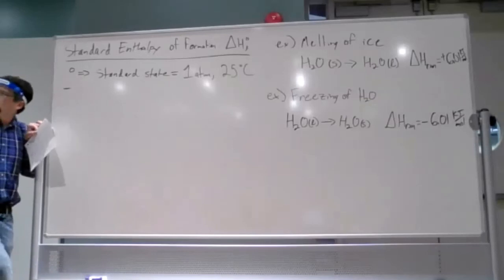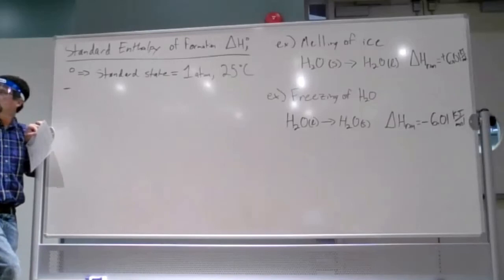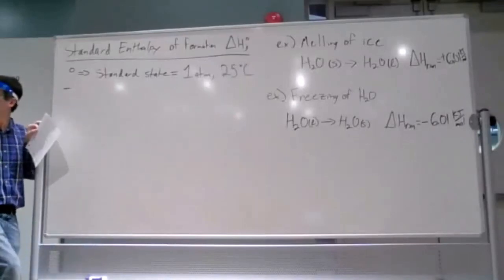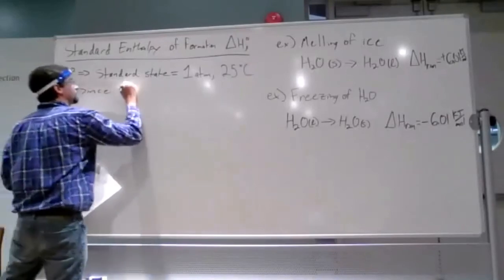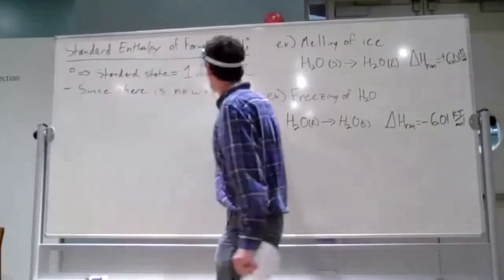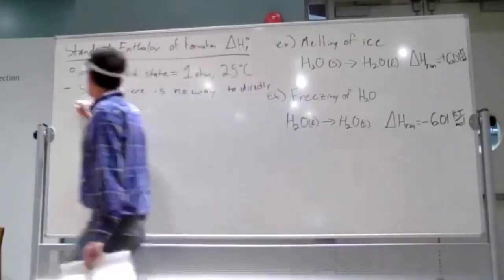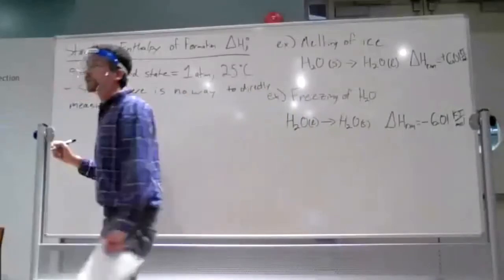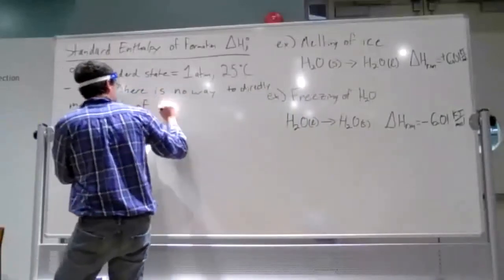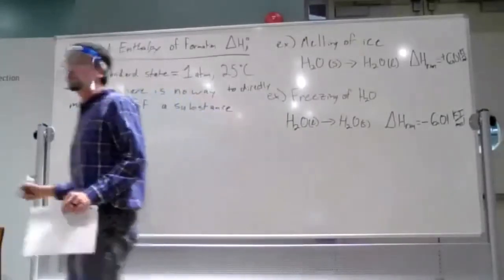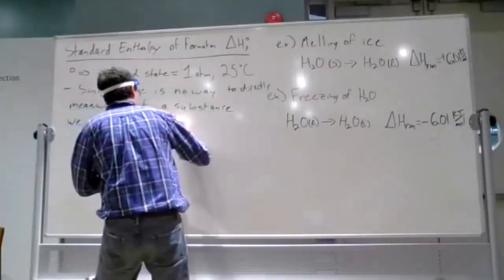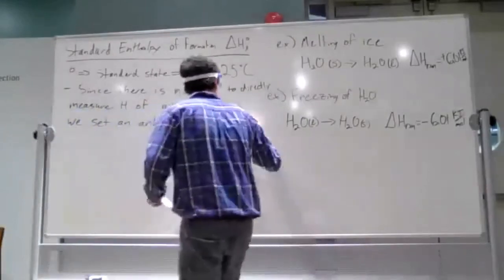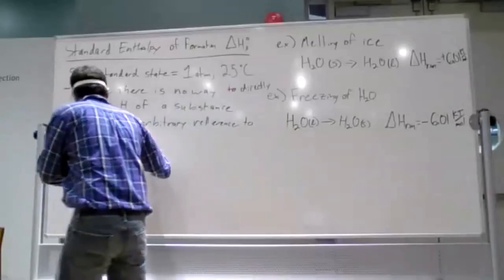Now the downside is we can't determine the H, just the enthalpy of the substance by itself. We have to compare it to something else. So that's why we have these delta H formations instead of just H formations. We can't ever know them because we have to measure them based off of something else. So since there is no way to directly measure the enthalpy of the substance, we set an arbitrary reference. So we pick a reference to determine delta HF.